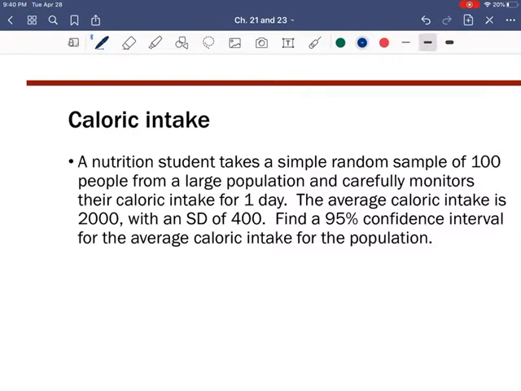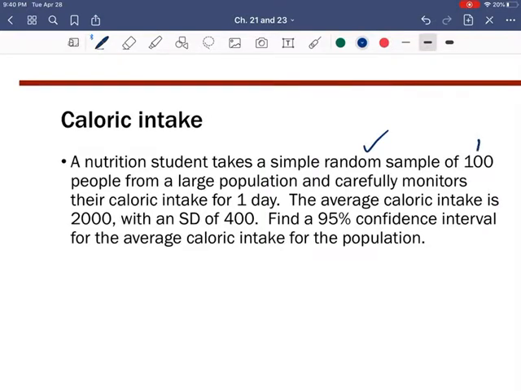Okay, so let's look at another one. A nutrition student takes a simple random sample of 100. So it's random and it's large. Carefully monitors the caloric intake. The average caloric intake is 2,000. Okay, so average is 2,000, and this is for the sample. And the sample standard deviation is 400. Make a 95% confidence interval.